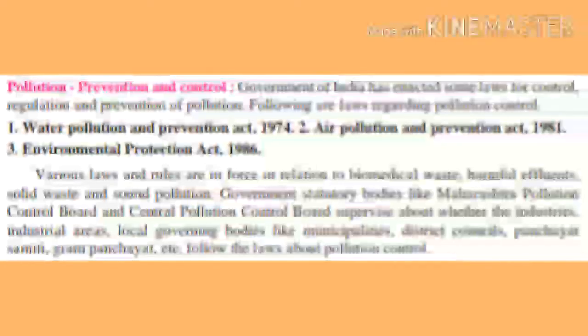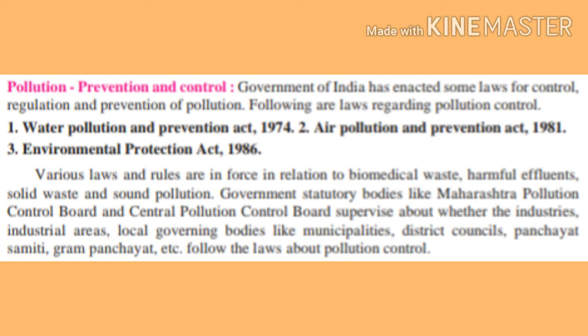Pollution prevention and control. The Government of India has enacted some laws for control, regulation and prevention of pollution. Following are the laws regarding pollution control. First one, Water Pollution Prevention Act, 1974. Second, Air Pollution Prevention Act, 1981. Third one, Environmental Protection Act, 1986. Various laws and rules are in force in relation to biomedical waste, harmful effluents, solid waste, and sound pollution.